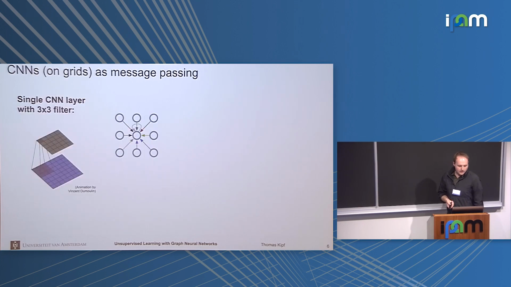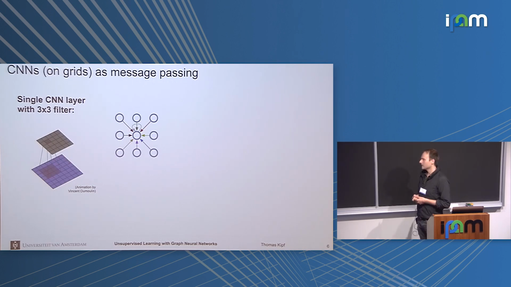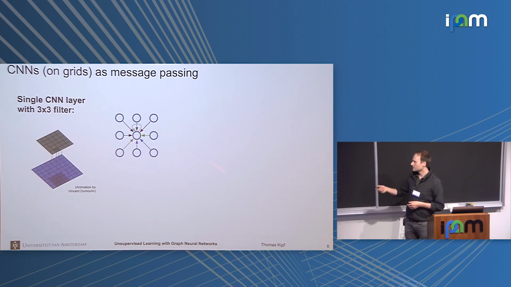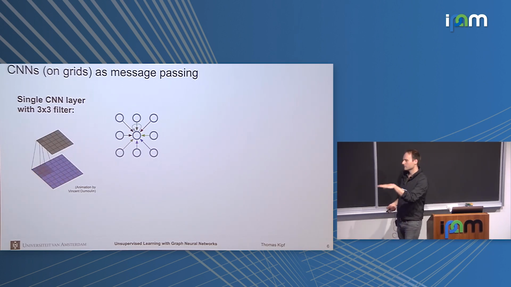Now, to start, as a motivation for why this message passing paradigm makes sense and how it relates to things you might already know. If you look at convolutional neural nets on grids or on images, then you can also see them as a message passing operation. Usually CNNs are seen as sliding a filter over an image, and you take the inner product of the filter weights with the image.